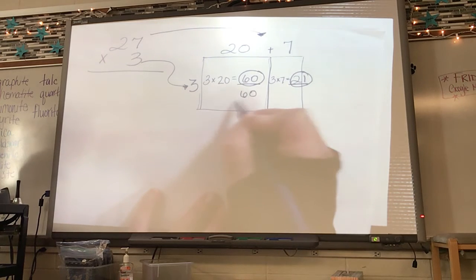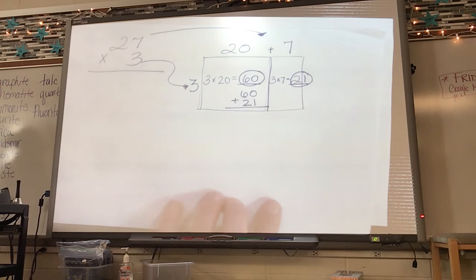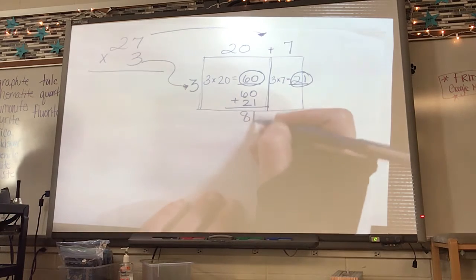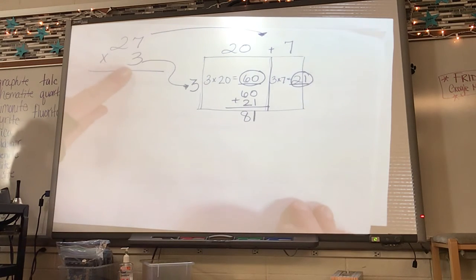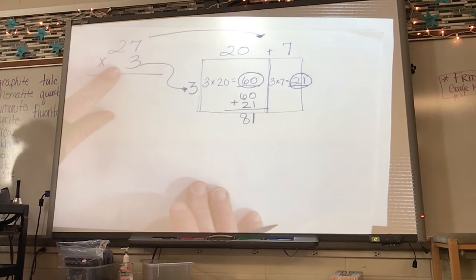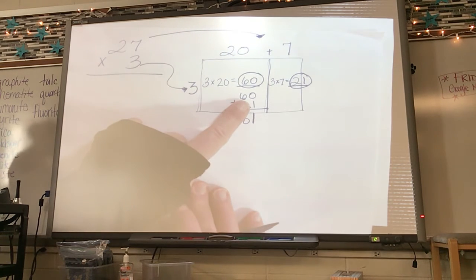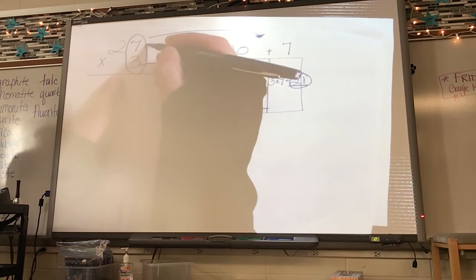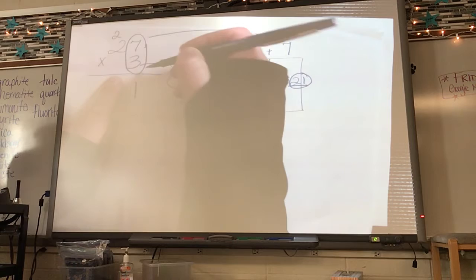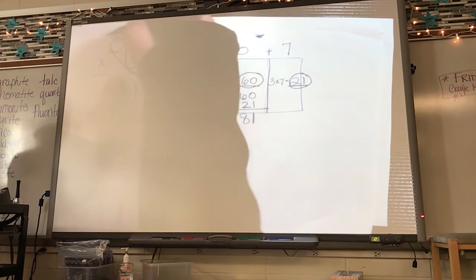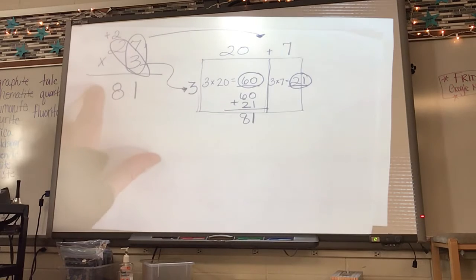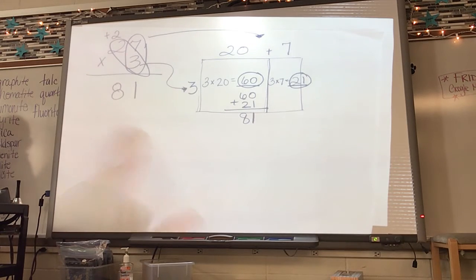All right, now we have these 2 answers. Now we add them. What is 60 plus 21? 81. Good. Okay, now let's go back to our old-fashioned. We call this guy old-fashioned. This guy's new-fashioned. 7 times 3 is 21. 3 times 2 is 6, plus 2 is 8. So, we have just done 2 different ways that you can multiply 2-digit times 1.